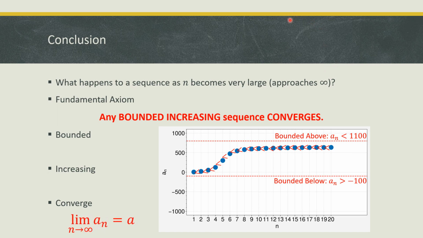With this fundamental axiom of completeness, we can show that the number line does not have holes, because each point on the number line can be considered as the value to which some sequence converges. In the next video, we will be adding, subtracting, multiplying, and dividing sequences. Again, we will be interested in what happens as n becomes very large.